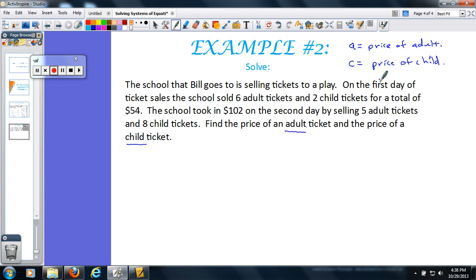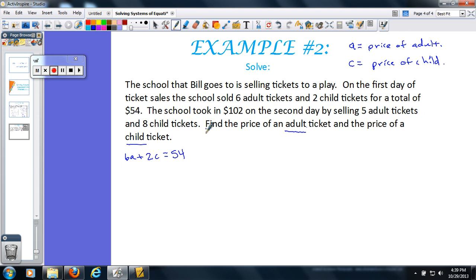Okay, so now let's go back and take the information we have and figure out what my equations are. It says on the first day of ticket sales, the school sold 6 adult tickets, so I'm going to say 6 times A, plus 2C, because it's 2 child tickets, for a total of $54. Let me rewrite this off to the side so I have more room to work. So I've got 6A plus 2C equals 54.